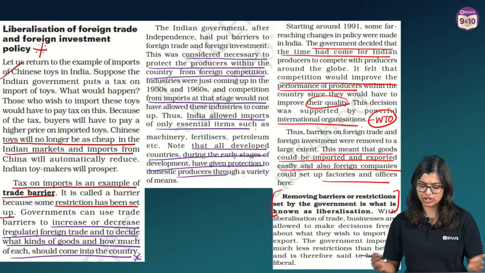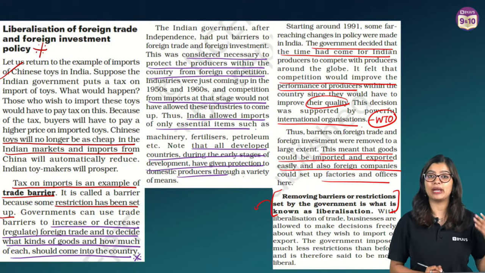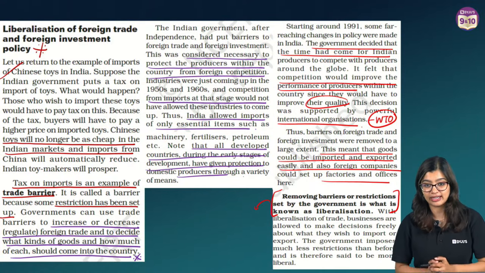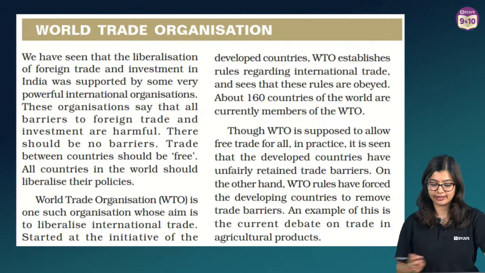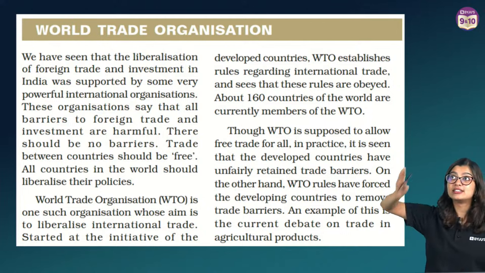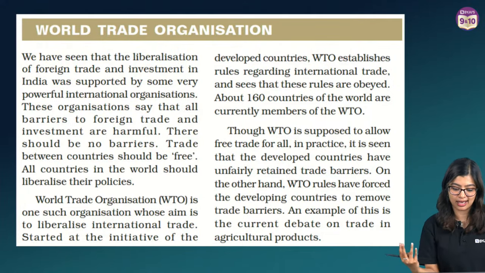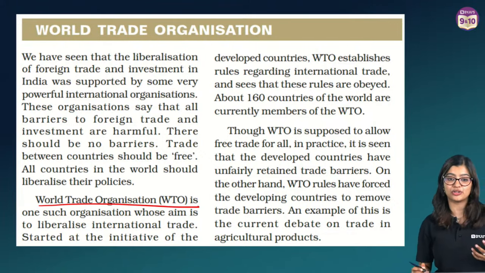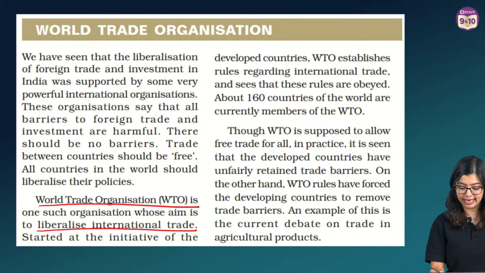Removing barriers or restrictions set up by the government is called liberalization. How did the Indian government achieve this? Justify. So this right here is very, very important. Now, of course, this talks about how the government did it, right? Now, of course, we see that the idea or the decision to remove these trade barriers and liberalize us was promoted. An organization that supported us was the World Trade Organization, whose aim was to liberalize international trade in general.